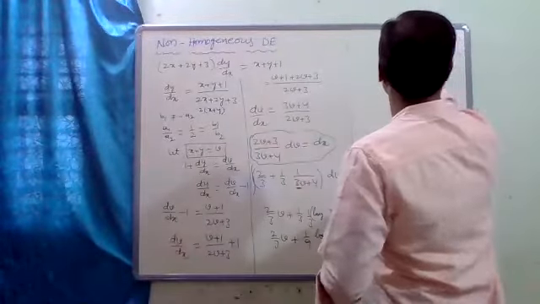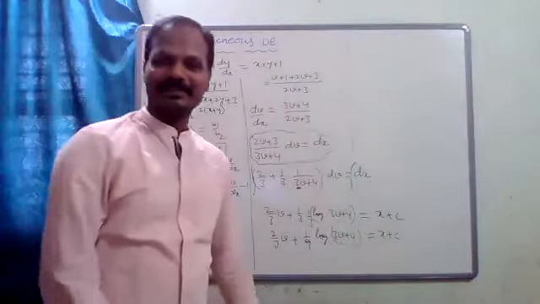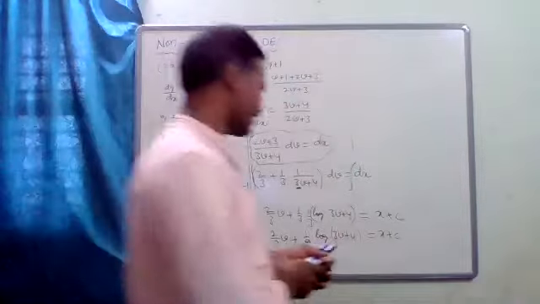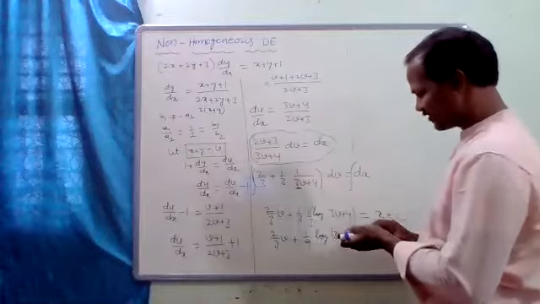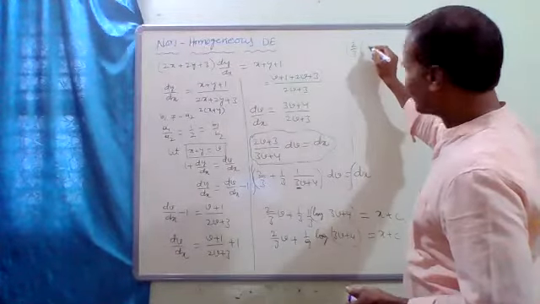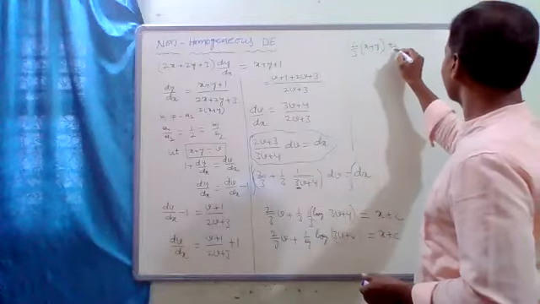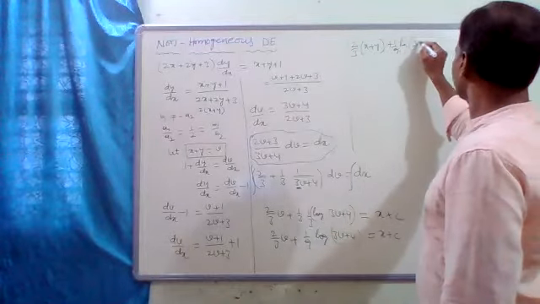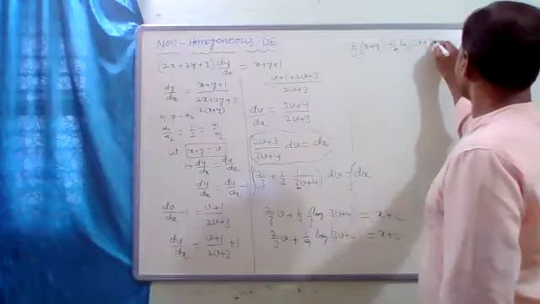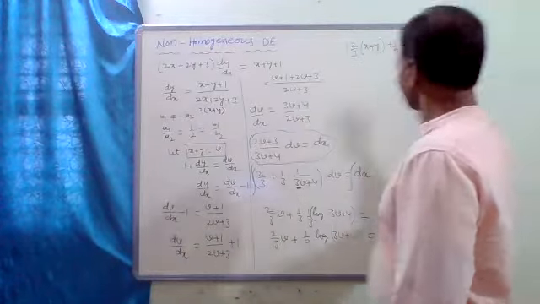Where is that homogeneous v equal to y by x? I remember that. Okay, so v equal to x plus y. So 2 by 3, v value x plus y, plus 1 by 9 log of 3x plus 3y plus 4, minus x equal to c. Okay, you can simply.